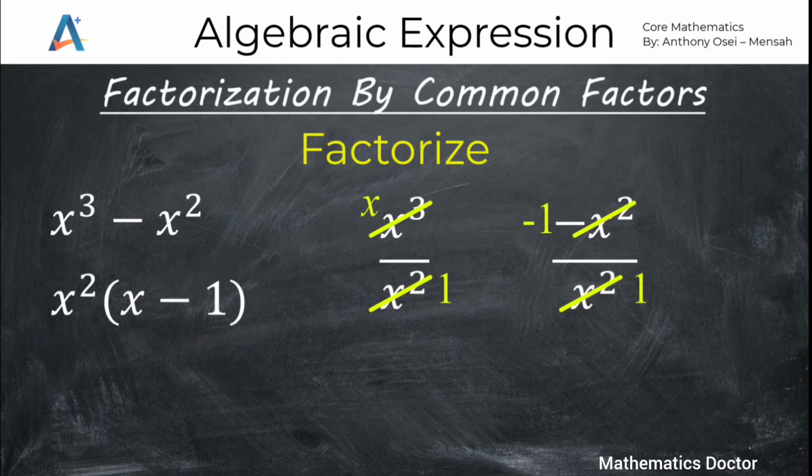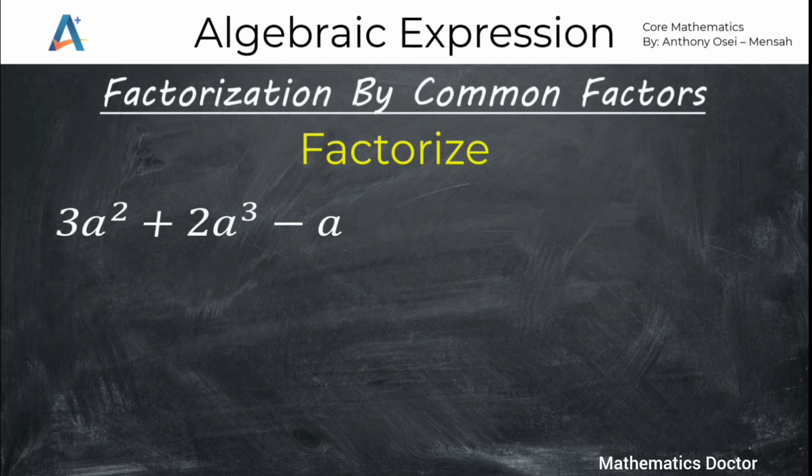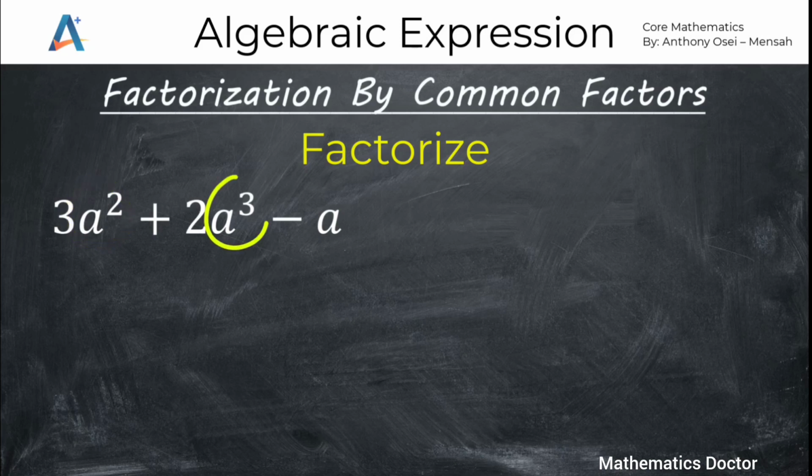Number 9 says factorize 3a squared plus 2a cubed minus a. If you check all the terms here, the numbers or the coefficients do not have a common factor. The only common factor will be 1. But look at the variables. We have a squared, a cubed, and minus a. We can get the one with the least power, which is the a. So we bring the a out, which becomes a out of the bracket.